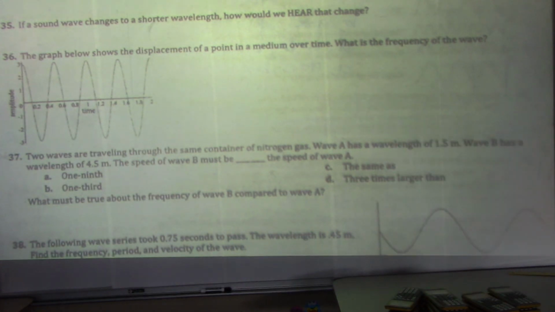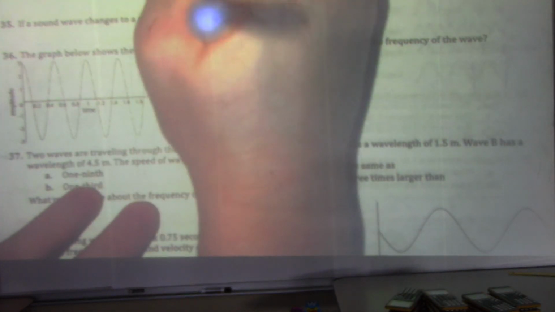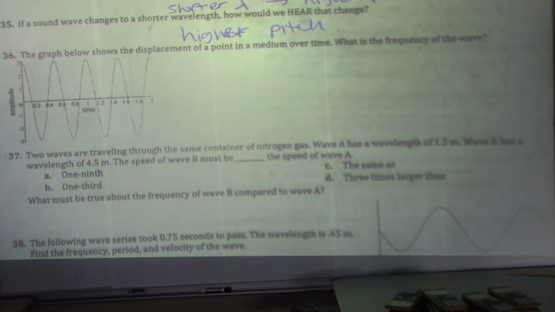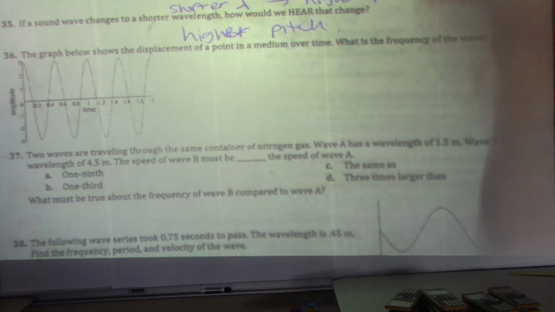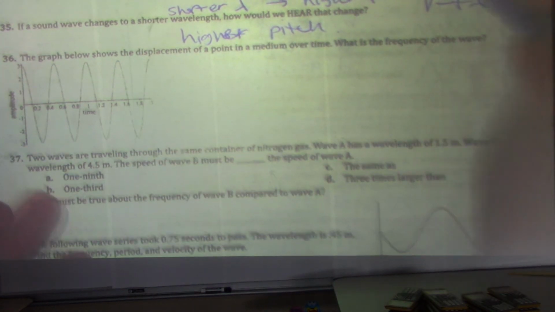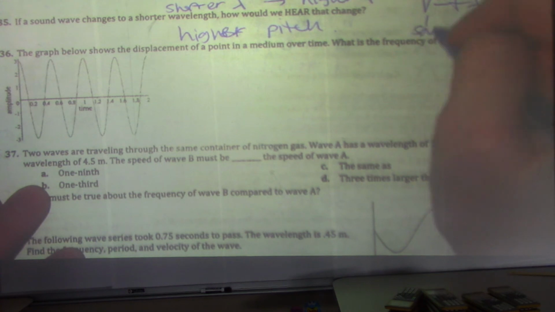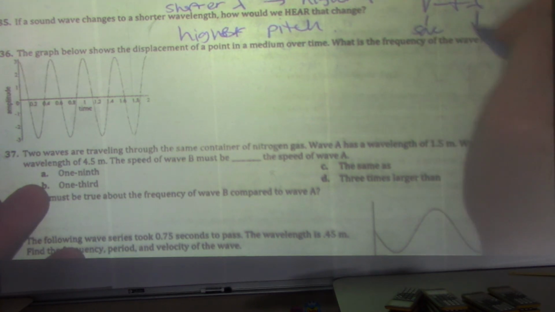Sound changes to a shorter wavelength. So shorter wavelength is going to mean a higher frequency. So a higher frequency is going to sound like a higher pitch. Amplitude has nothing to do with the wavelength. Those are totally separate. Wavelength and frequency are related because this one has to stay the same. So if I decrease this one, see how this one has to increase to compensate? So that's the idea there.